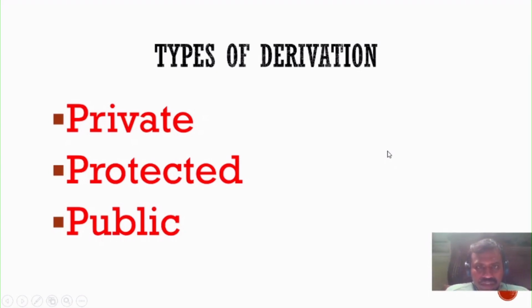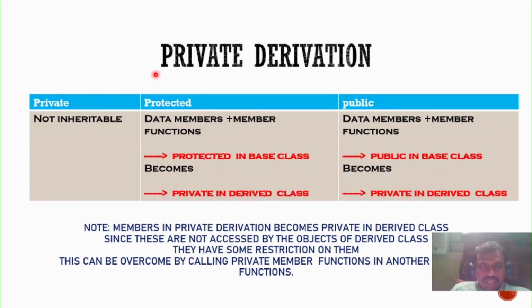So now we come across the types of derivation. Basically there are three types of derivation. The first one is private derivation, the second one is protected derivation, and the third one is public derivation. So moving on to the next slide, in detail about private derivation.